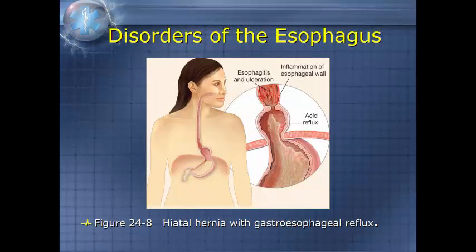Alright, with your disorders of the esophagus, there are quite a few different things that can cause an esophageal problem. One of the biggest ones you will see will be a hiatal hernia. What happens is that the opening in the diaphragm enlarges a little bit, and so the top of the stomach actually slips up through the diaphragm, which causes a herniation of that stomach.